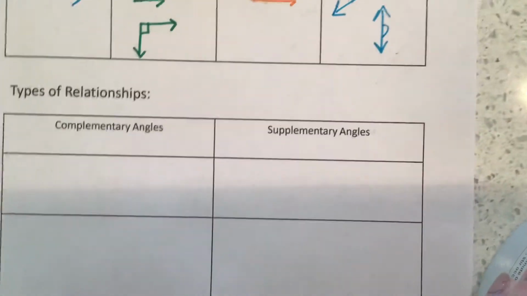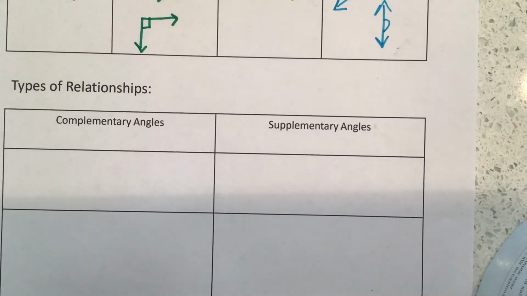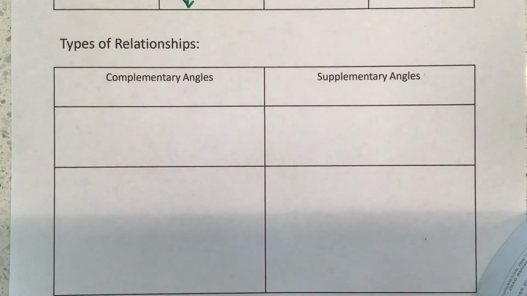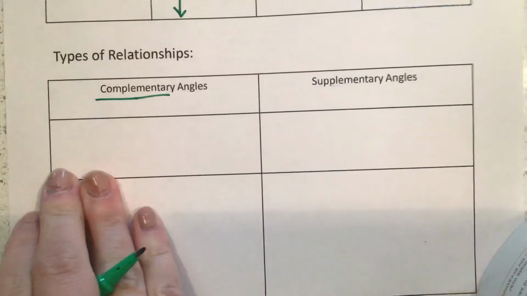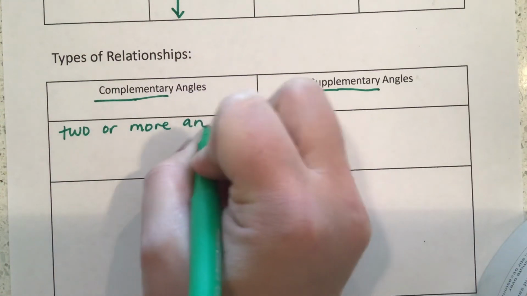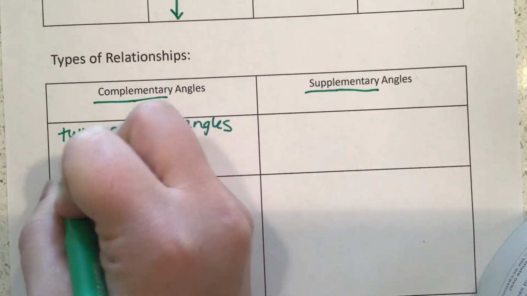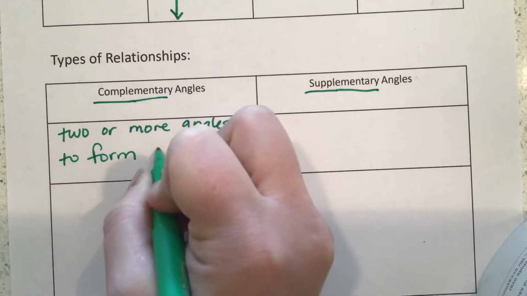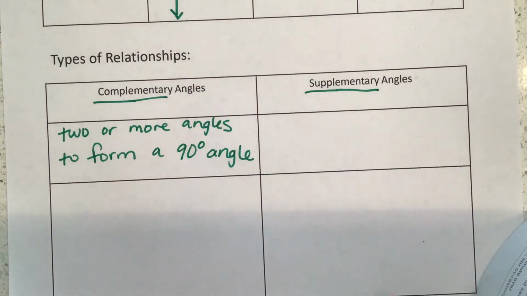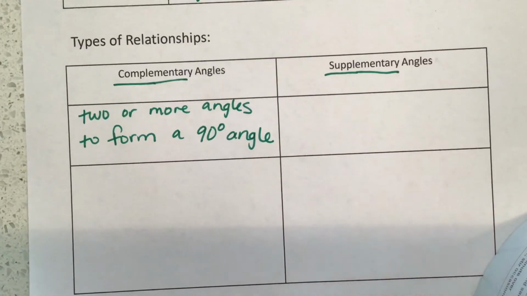Okay, so there are different relationships that can be formed whenever you put multiple angles together. And that is these two relationships, complementary and supplementary. Now we have to remember that complementary is different than supplementary. Complementary is two or more angles to form a 90-degree angle. Two or more angles that form a 90-degree angle.